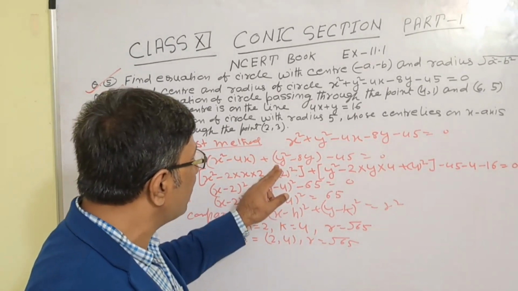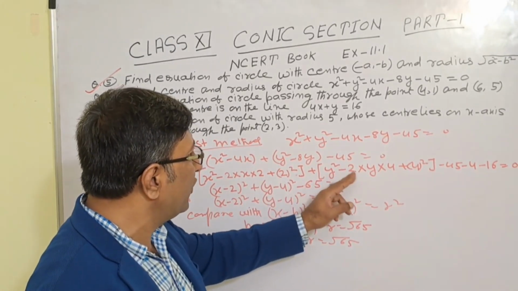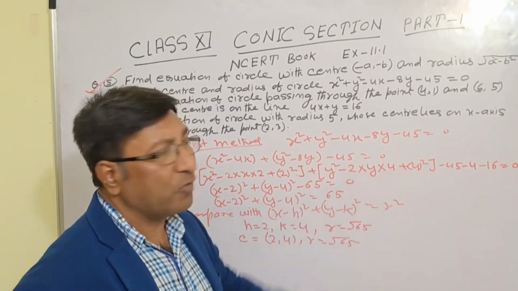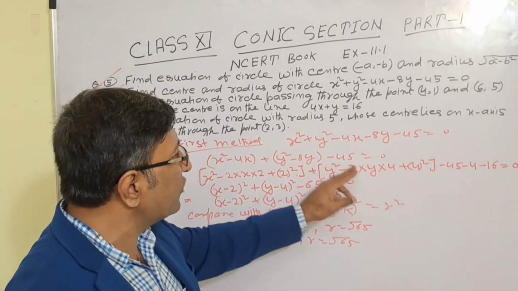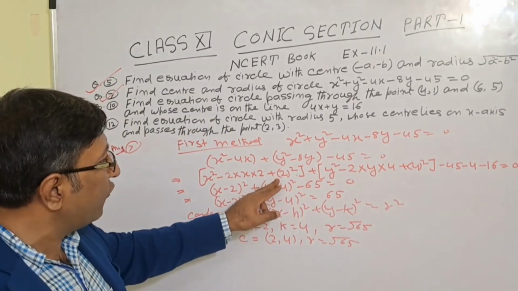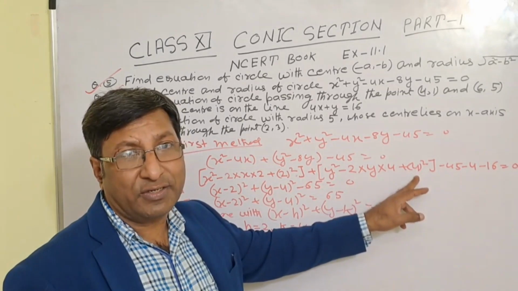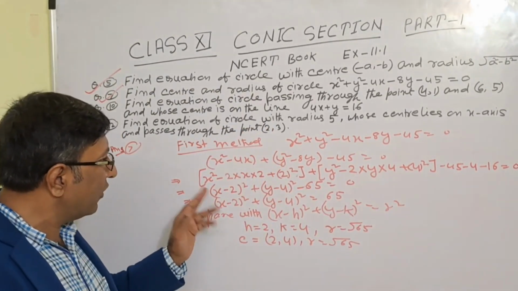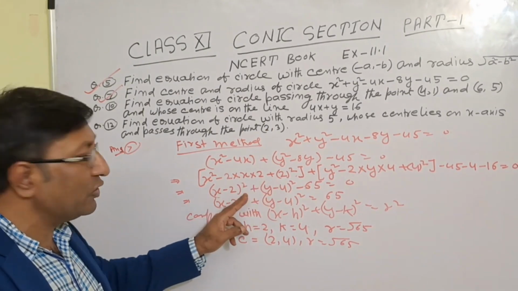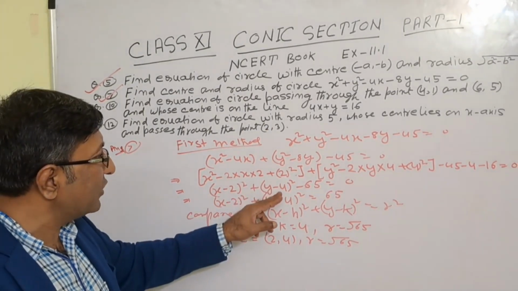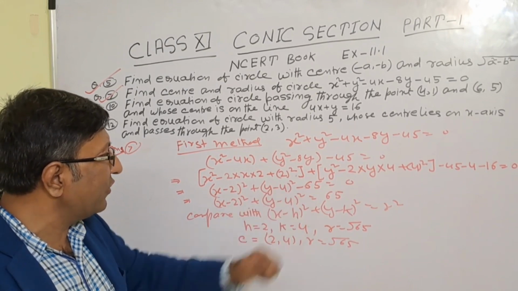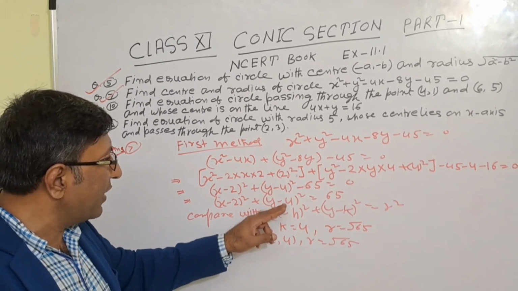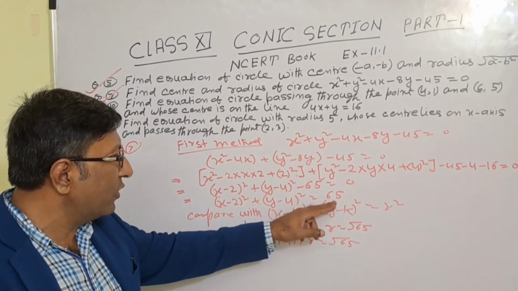Again here y² − 2ab. 2 into y, 2y. Here 8y, so 2 times 4 works. So b will be 4, so 4². Now here minus 45. Here 2², 4, is extra, and here 4², 16, is extra. So minus 4, minus 16. So just solve this, it becomes (x − 2)² + (y − 4)² − 65 = 0. So this is (x − 2)² + (y − 4)² = 65.